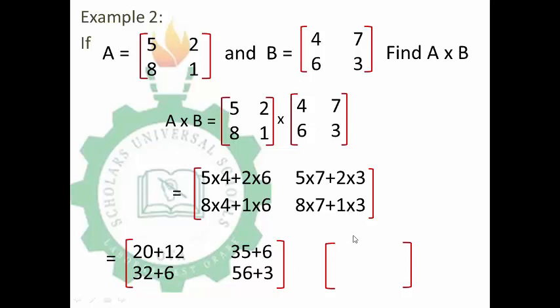So here, we can now have 32, and here, what do you have? You have 32, you have 41, that's 35 plus 6, 41. Then you have 38 here, 32 plus 6 is 38. Then you have 56 plus 3, which is 59. 59 will be expected here. And with this, you have been able to multiply the two matrices A and B.